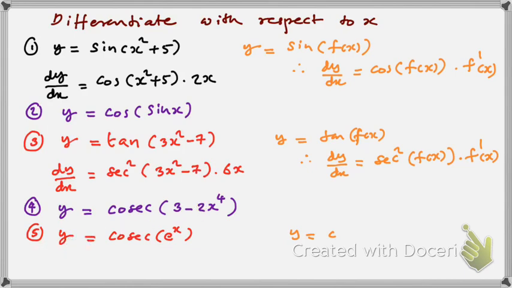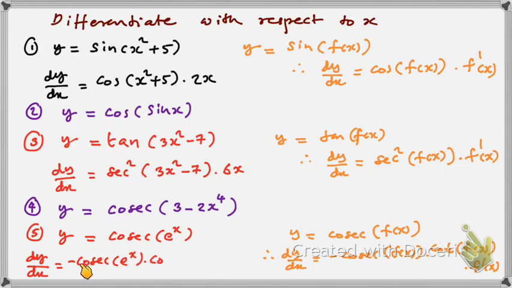Y is equal to cosec of e raised to x. If it is just cosec x, I know the derivative is minus cosec x cot x. You should go back and look at the result. So the derivative of cosec x is minus cosec x cot x. But it's not x. It is cosec of f of x. And so its derivative will be minus cosec f of x cot f of x into f dash of x.